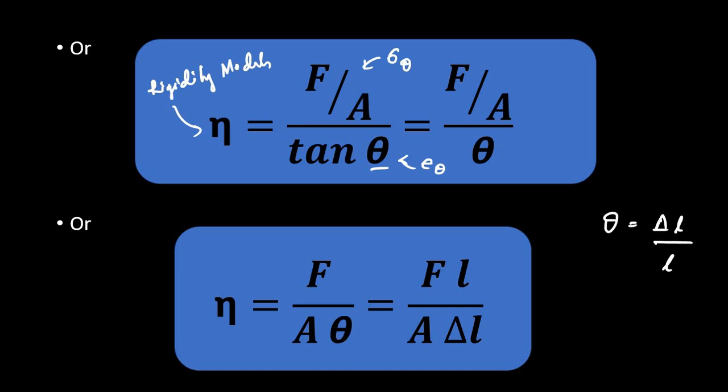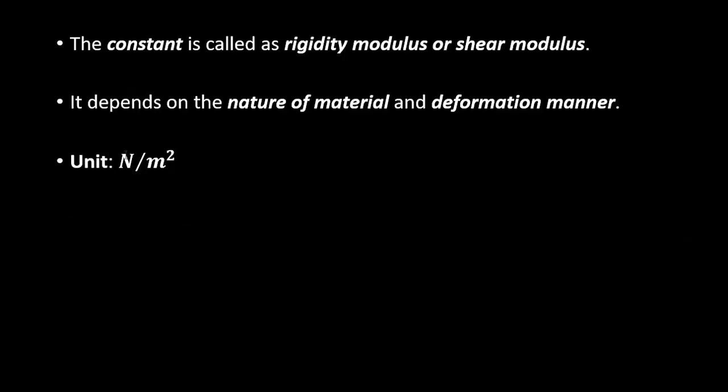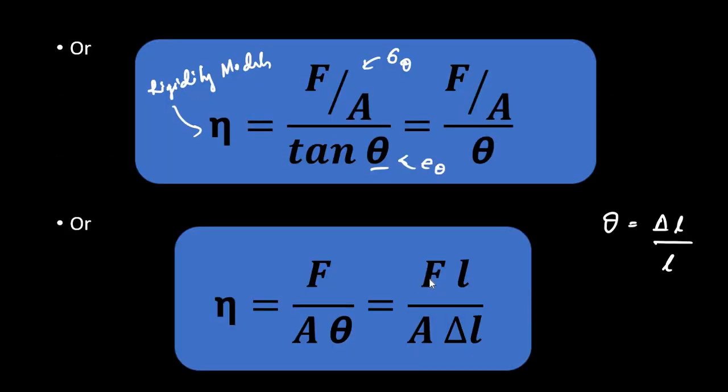Again, as you can see, it has a unit of Newton per meter square, and the constant depends on various physical and chemical characteristics of the material. Here, L by delta L has the same units, so they cancel out each other, and we are only left with F by A. That's why the unit is Newton per meter square.